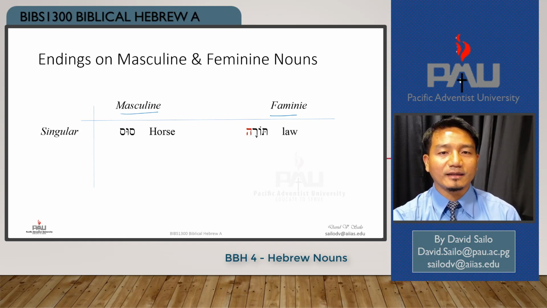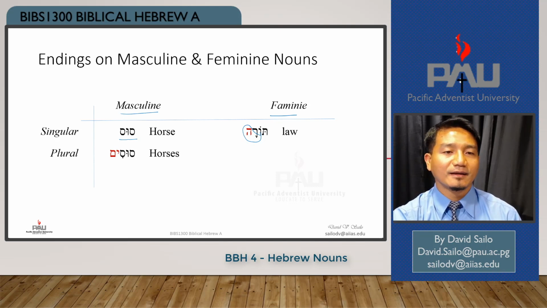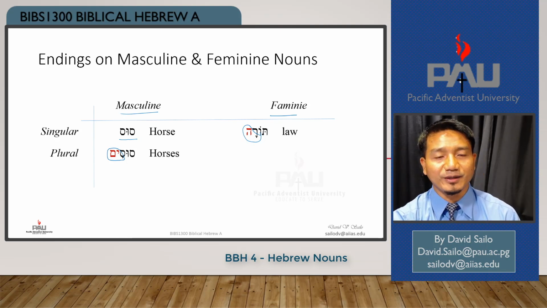And for the feminine, let's use the word Torah. And for the masculine, sus. Okay, you see the ending here, you see the ending here. Take note of that. So this is masculine and this is feminine. Let's look at how we pluralize sus, masculine. If you want to make a masculine singular noun into plural, you just need to add hirek yot and mem sofit. That's what you have to add.